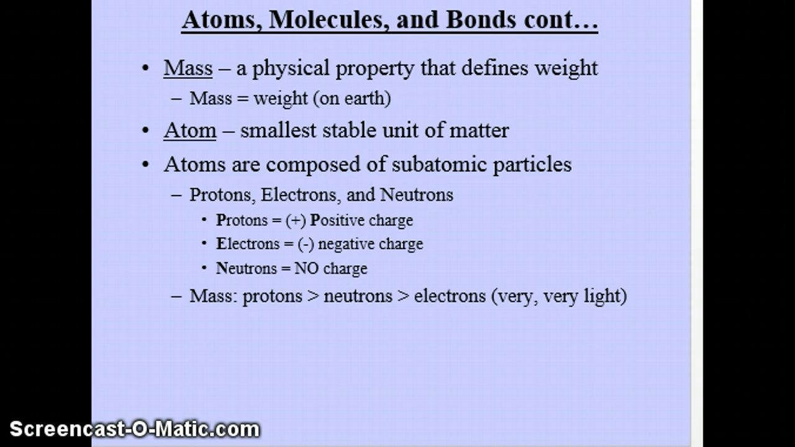In terms of weight, protons are the heaviest, electrons are the lightest, and in between are neutrons. So protons are the largest and the heaviest. Neutrons are below that, and electrons are the lightest in weight. Another way of saying that is, remember, weight is the same thing as mass here on Earth. So if I say that protons have the most mass, they therefore have the greatest weight. If I say electrons are the lightest, therefore they are the least massive. Because again, mass and weight are exactly the same thing.